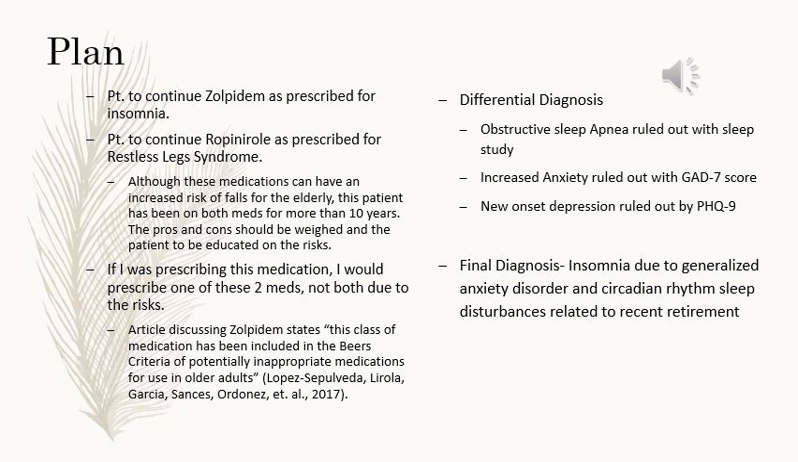Differential diagnosis for this could be obstructive sleep apnea, ruled out with a sleep study. That's how you would know if it was obstructive sleep apnea versus insomnia. And it could also be increased anxiety, but that was ruled out with a GAD-7 score of 2. And then maybe it could also be a new onset depression for a patient, but that was ruled out with this patient's PHQ-9 score of 0. So my final diagnosis was insomnia due to generalized anxiety disorder and circadian rhythm sleep disturbances related to recent retirement.